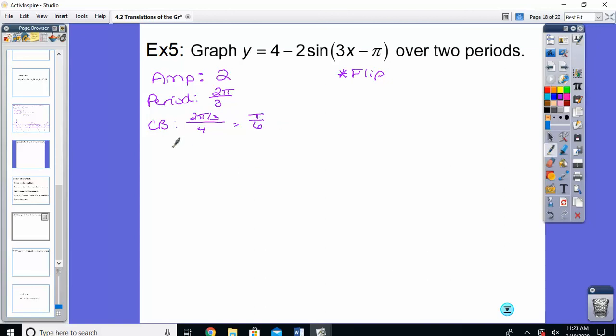Do we have to do the interval this time? Yes. So we would say 0 less than or equal to 3x minus pi less than or equal to 2 pi. Solving for x here, we would add pi to everything. So pi less than or equal to 3x less than or equal to 3 pi. Divide by 3, so pi over 3 less than or equal to x less than or equal to pi.